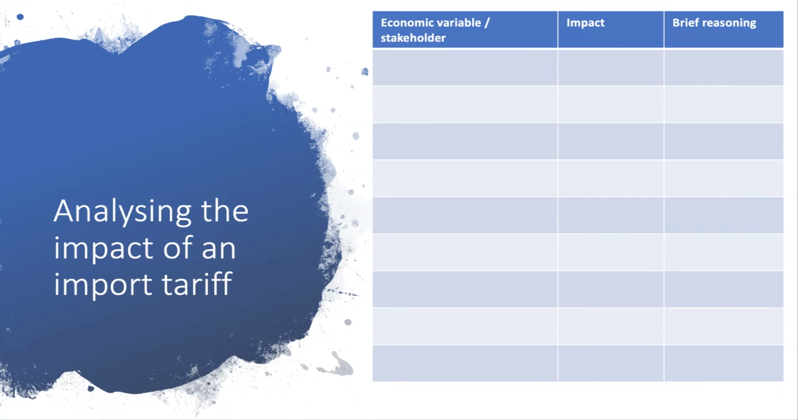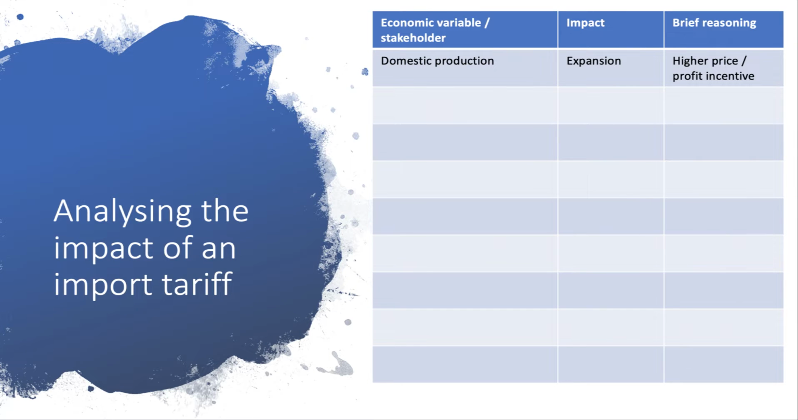So really important to think about what the impact of a tariff is. Keep it nice and clean. Take a particular stakeholder and just talk about the impact and offer a brief reasoning. If we think first of all about domestic producers, in this case we were talking about Cambodian rice growers. In theory, a tariff means that supply will expand. They move up their domestic supply curve because they're getting a better price after the tariff, and that provides a profit incentive for them to move up their supply curve.